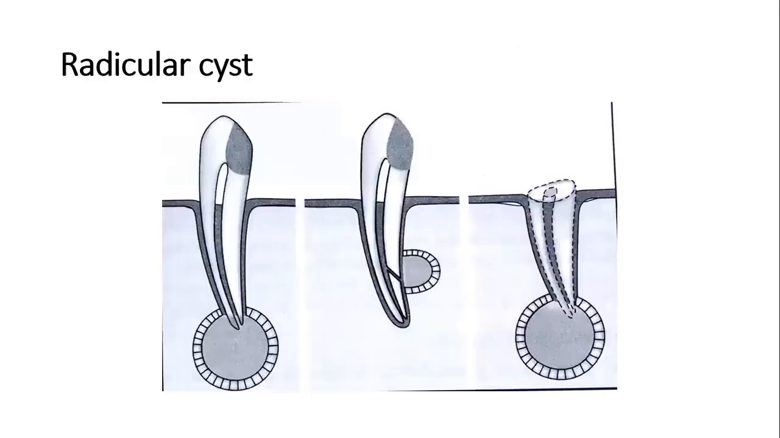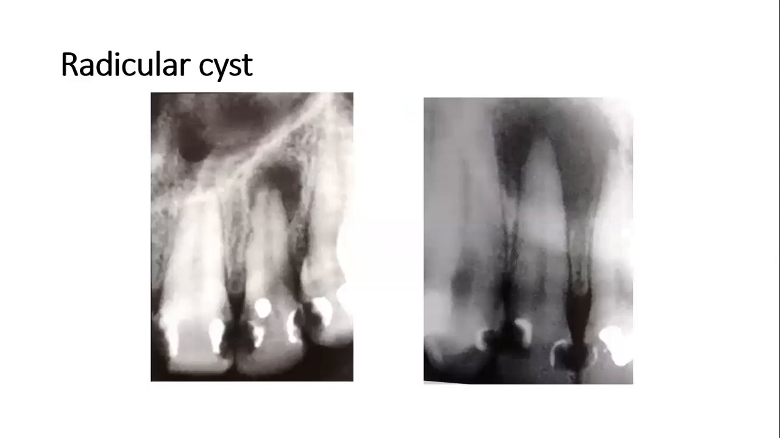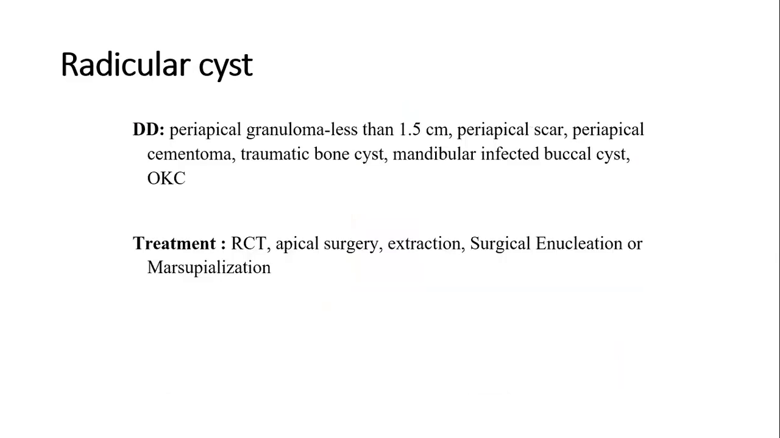So this is the diagrammatic presentation showing radicular cyst. This is the radiographic image showing radicular cyst. Differential diagnosis: periapical granuloma less than 1.5 centimeter, periapical scar, periapical cementoma, traumatic bone cyst, mandibular infected buccal cyst, OKC. Treatment is RCT, apical surgery, extraction, surgical enucleation or marsupialization.